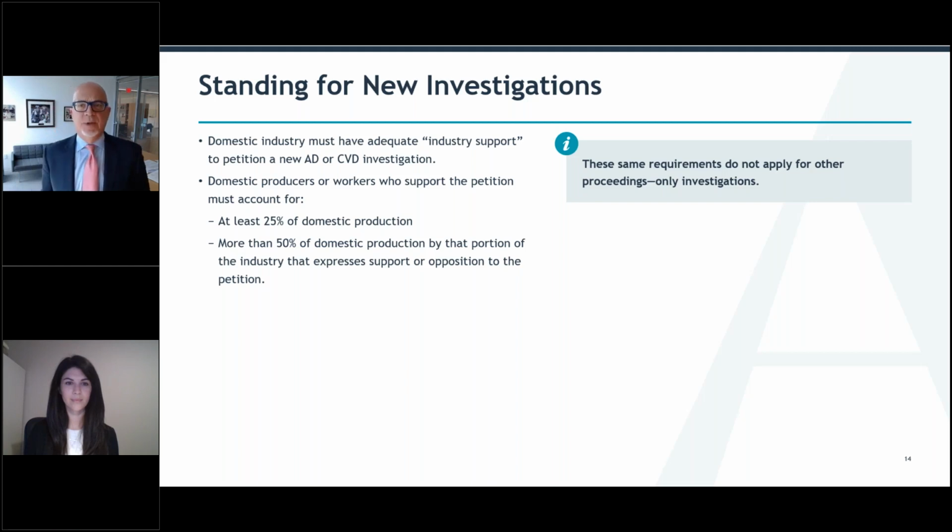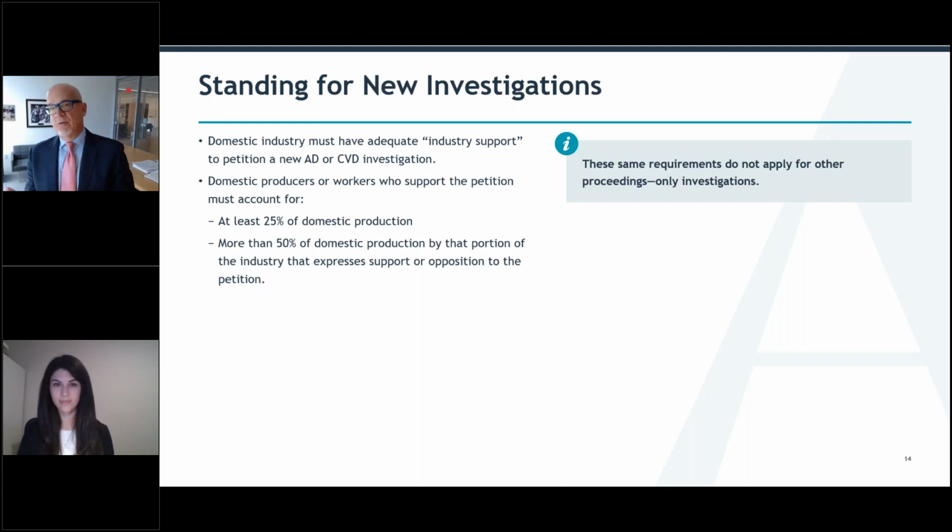Standing. This is just something to be aware of that is required for new investigations. It's not required for other types of proceedings, only investigations, where for an industry to bring a new case, they do have to meet what's called a standing requirement or representativeness requirement. The petitioners have to represent at least 25% of domestic production, and they and their supporters have to be 50% of the production of those who express an opinion. So it's a standard that isn't always easy to meet.